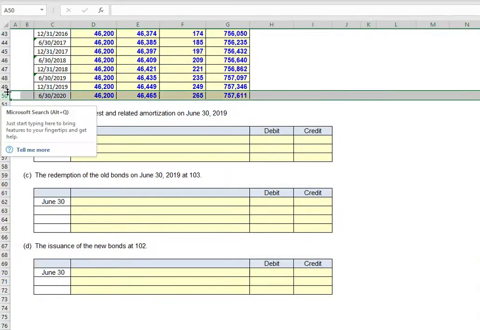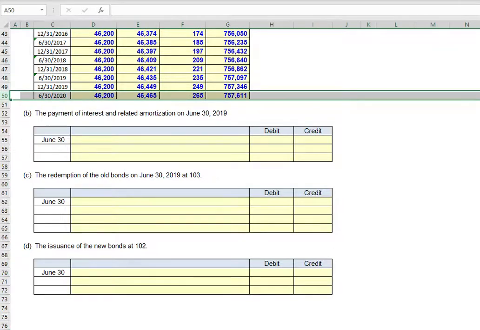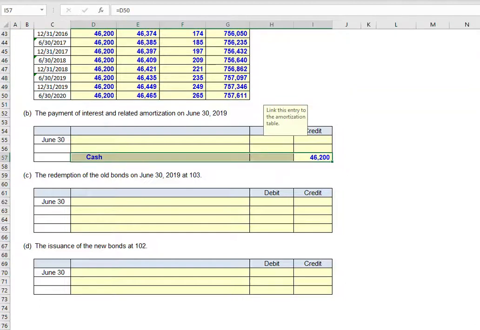On June 30th, before we can record the entry for the retirement of the bonds, we need to record our final coupon payment, interest expense, and amortization. Our cash payment, our coupon payment, is the $46,200. We need to record interest expense of $46,465, and of course, the amortization of our bond discount in the amount of $265.